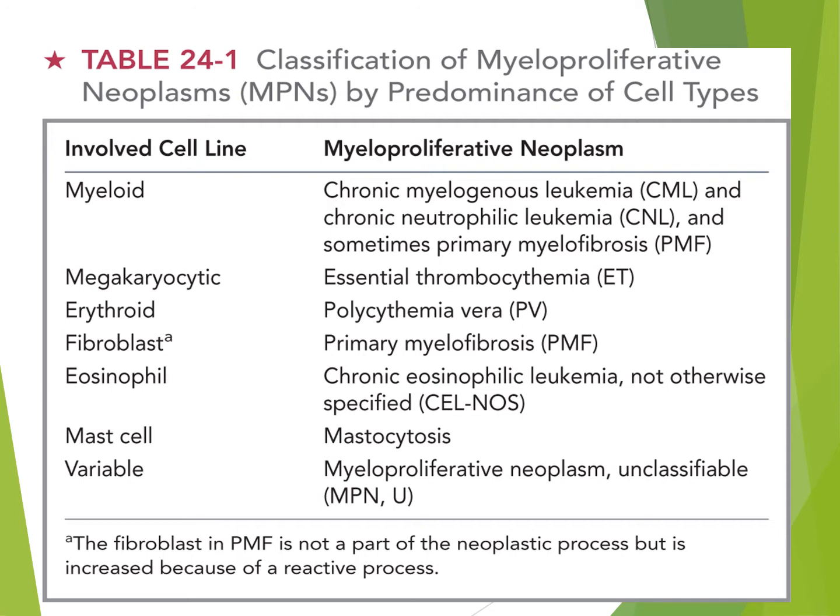The World Health Organization has classified these MPNs into categories based on their involved cell lines. The most commonly studied ones are chronic myelogenous leukemia, polycythemia vera, essential (primary) thrombocythemia, and primary myelofibrosis. There are several less common conditions that have been described: chronic neutrophilic leukemia, not otherwise specified types of leukemias, chronic eosinophilic leukemia, and mastocytosis.